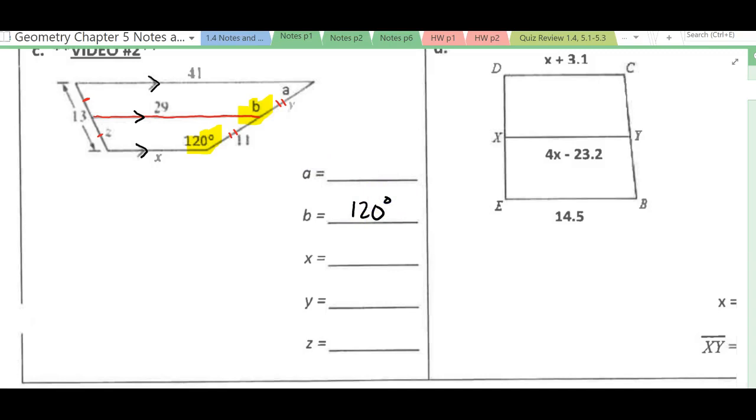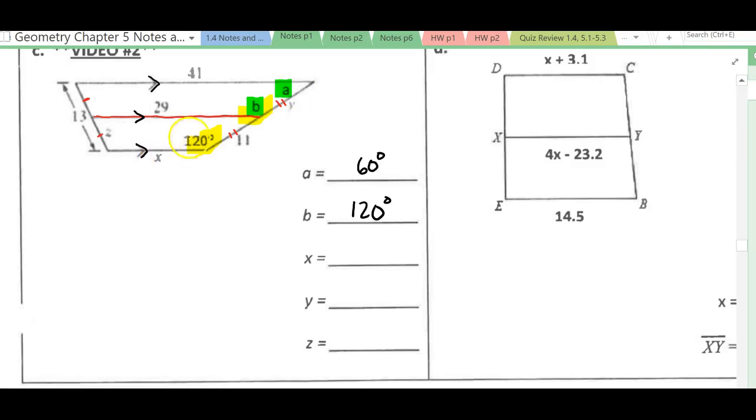And then these are same side interior angles, okay? And since my mid-segment and my upper base are parallel, these are going to be supplementary. So I know that A is going to be 180 minus 120, so that those are supplementary. So that gives us A and B. Let's move on to X.